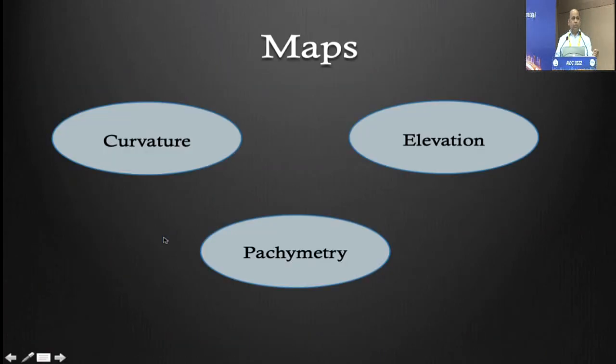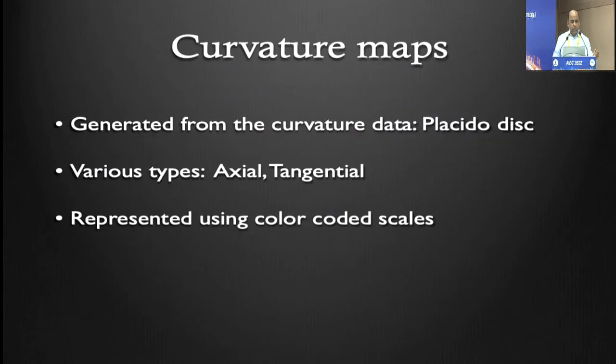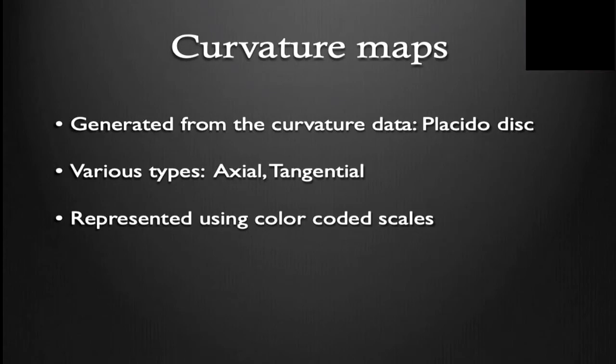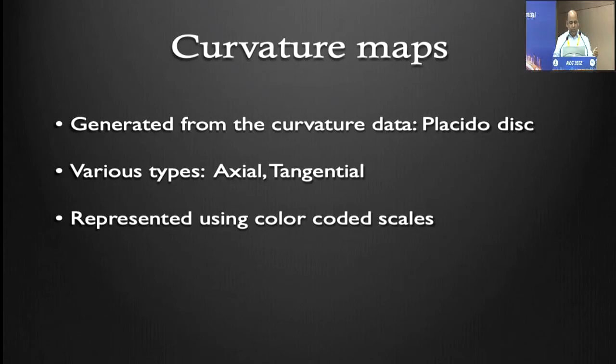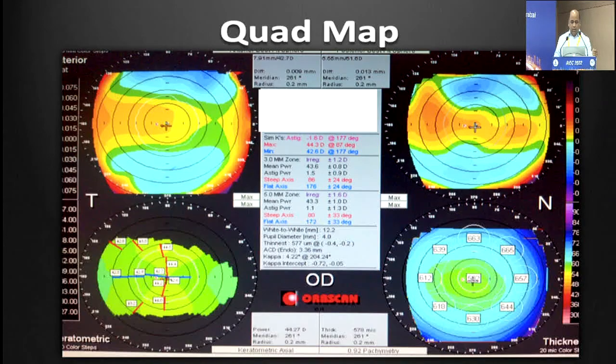So coming to the maps of topography, it can be a curvature map, elevation map, and pachymetry map. These are the very important maps to understand. The curvature map is generated from the curvature data, that is, the Placido disk. It can be either axial or tangential. Again, it is represented by color-coded scales. So this is a chord map from OpScan. We are not using OpScan right now. In our college days, we used to study this.